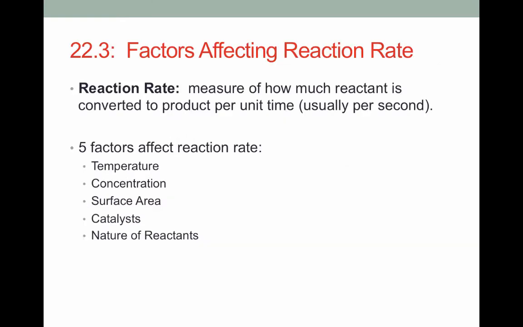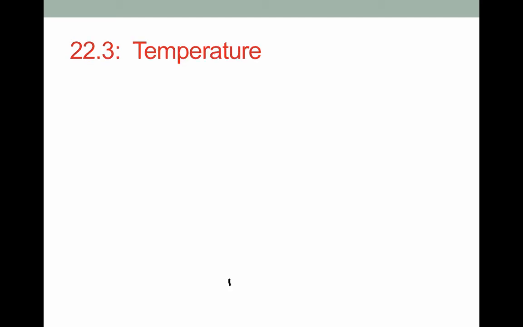We talked briefly before about some factors that affect the rate of a reaction. A reaction rate is how much reactant is converted to product per unit time, usually per second. There are 5 factors that affect the reaction rate: temperature, concentration, surface area, catalysts, and nature of the reactants. Let's look at each individually. Let's look first at temperature.